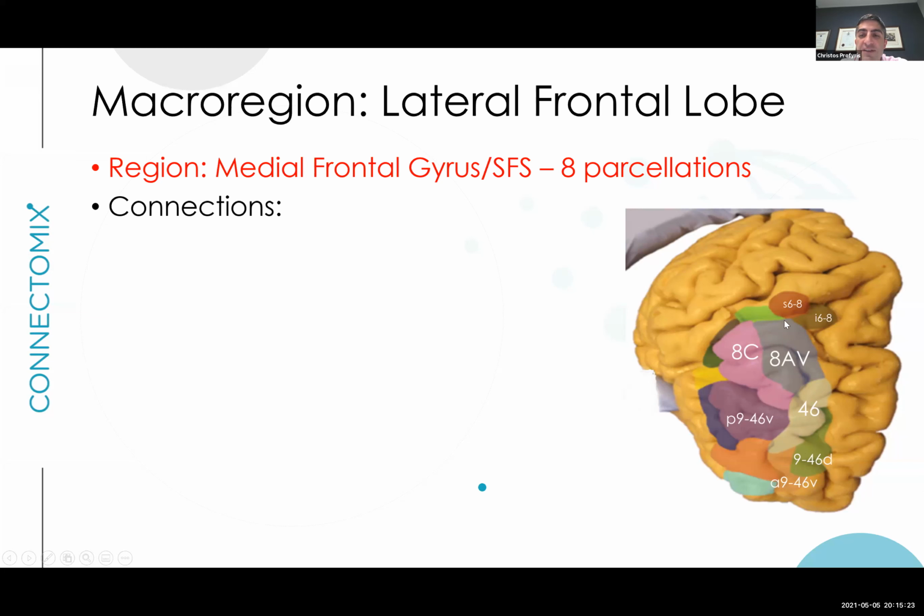Interestingly, when we're talking about TMS, these parcellations come up a lot. So 46 is thought to be the classical TMS target, according to Fox's studies from Harvard. And 8AV, we've noticed increasingly lately, is hyperactive in patients with anxiety.